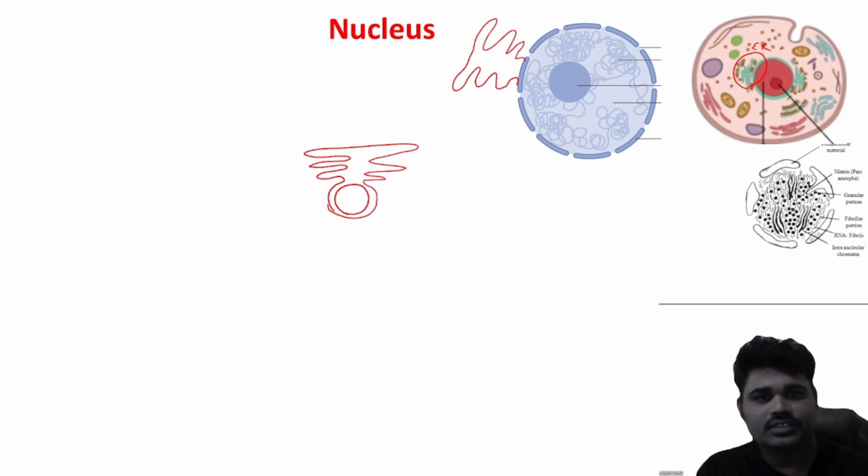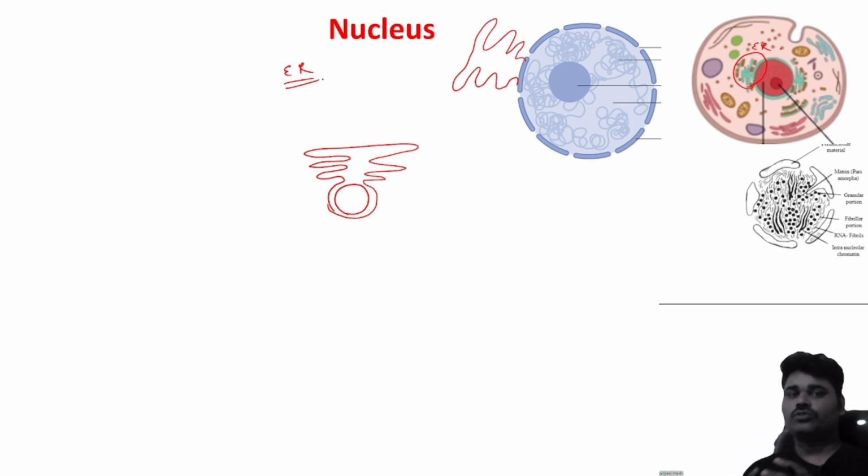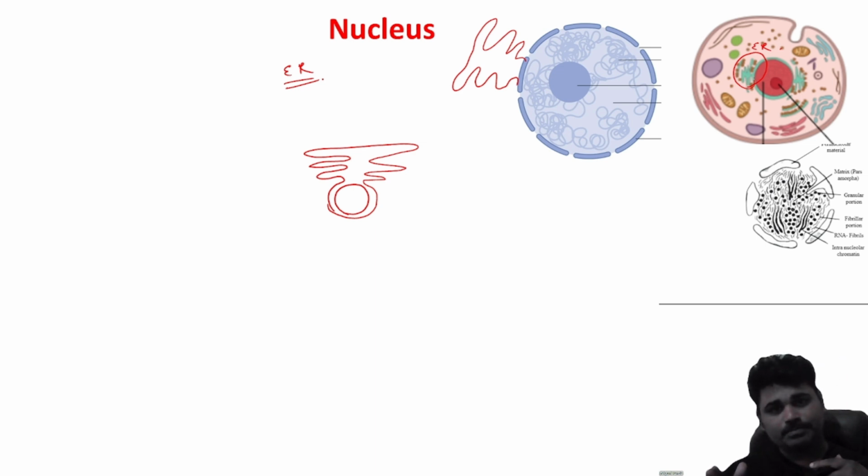Look at this structure. The inner layer is present inside, but the outer layer is continuous with the endoplasmic reticulum. That means the outer membrane is connected to the membrane of the endoplasmic reticulum. It forms the endoplasmic reticulum at the outer side. So this is all about the nuclear envelope.